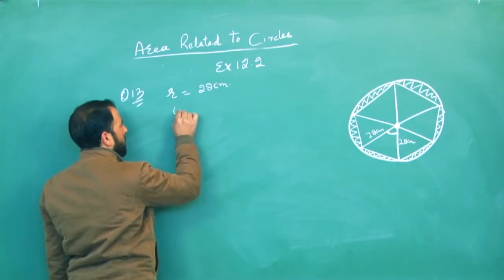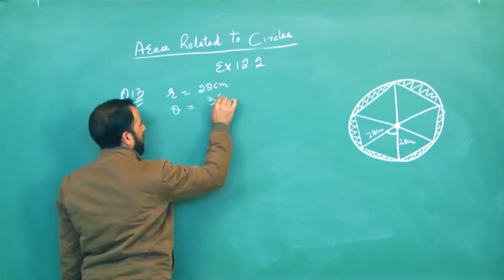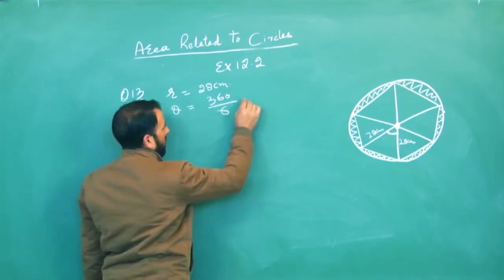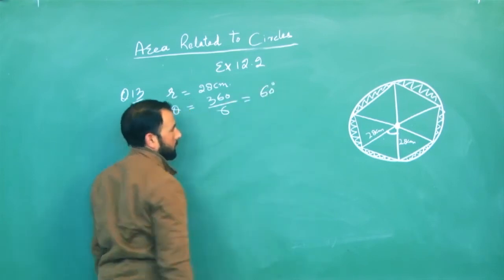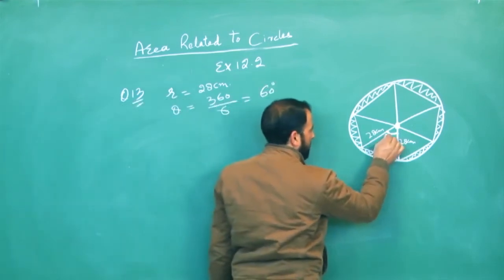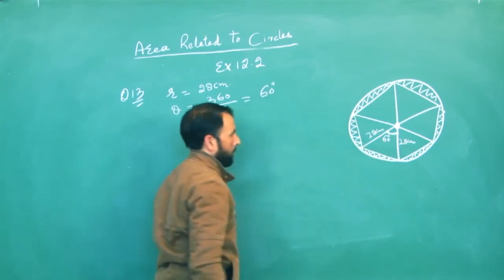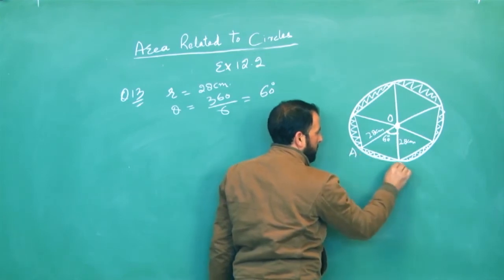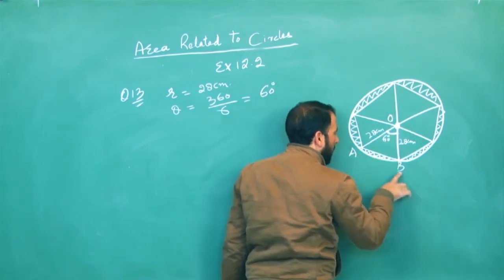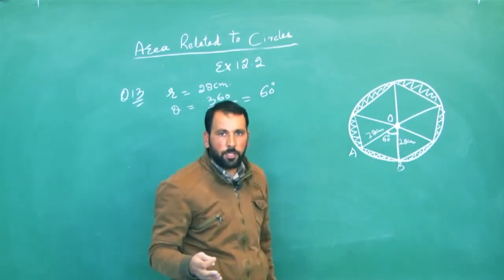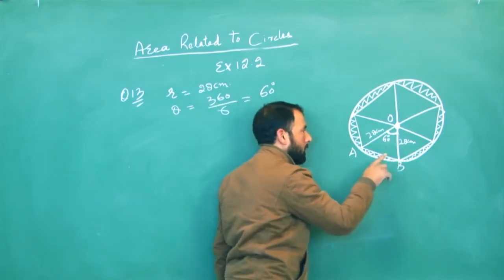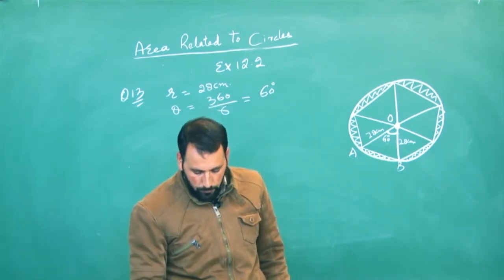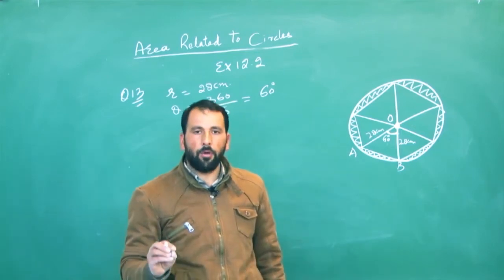Then sector angle theta is equal to 360 divided by the equal parts, that equals 6. That implies it is 60 degrees. That means the center angle here is 60 degrees. Now we call this point O, this is A and this is B. So what is OAB? Two sides are equal, it is isosceles, and one angle is equal to 60 degrees. Therefore OAB is an equilateral triangle. Now we can find out the area of the design clearly.